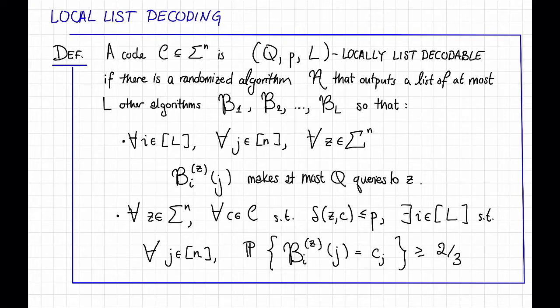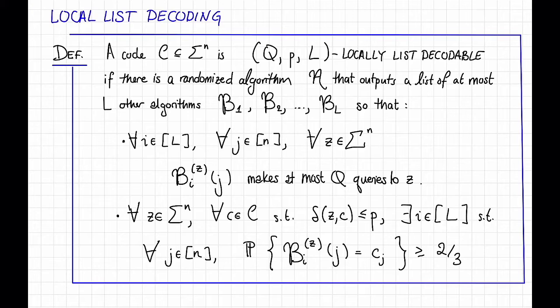First, let's establish just the type of each of these algorithms, curly Bi. What do they take in and what do they spit out? So for each i between 1 and L, the input to the algorithm curly Bi is an integer j between 1 and n, and curly Bi has oracle access to a received word z in Sigma to the n. Moreover, curly Bi, given oracle access to z on the input j, is going to make at most capital Q queries to z. What it's going to output is a guess for the jth symbol of some code word.